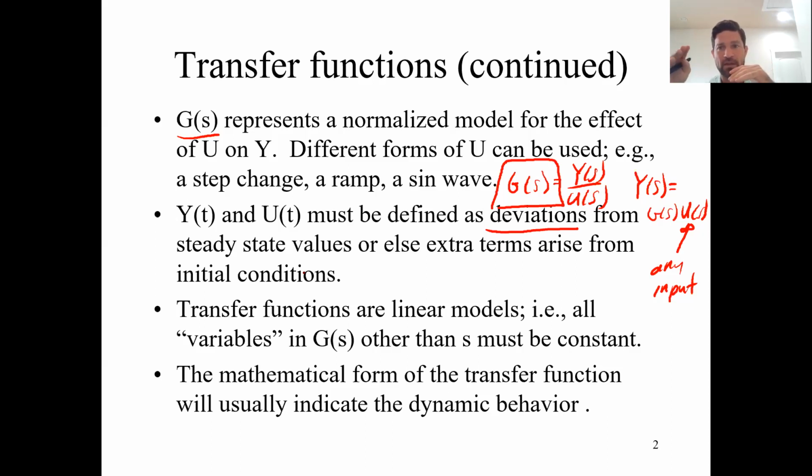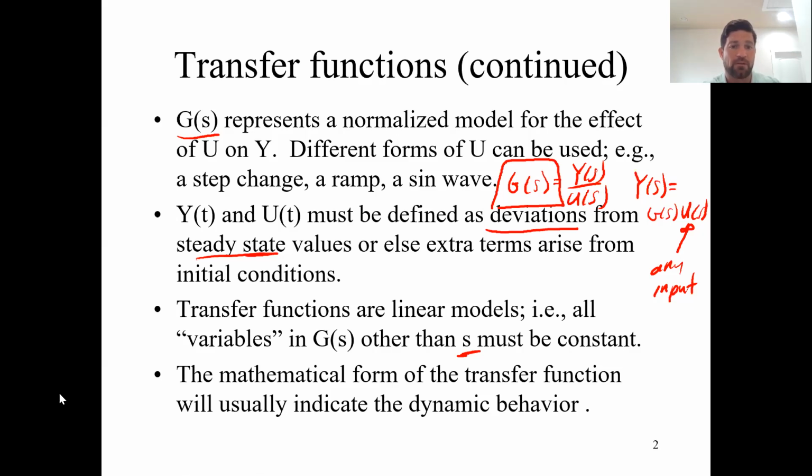It doesn't tell us the absolute value of the output relative to the absolute value of the input. It's essentially a change in output relative to a change in an input. So that's the important thing: it's going to be deviation variables relative to the steady state values, or the initial condition, or whatever the initial value of the function was. These are all going to be linear models. So everything in a transfer function must either be S or a constant.